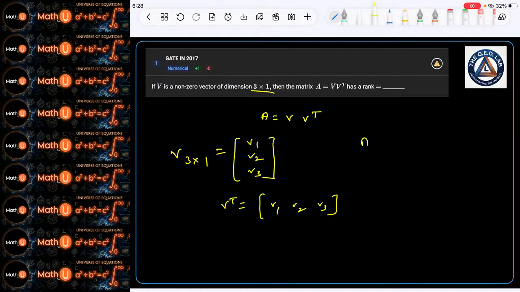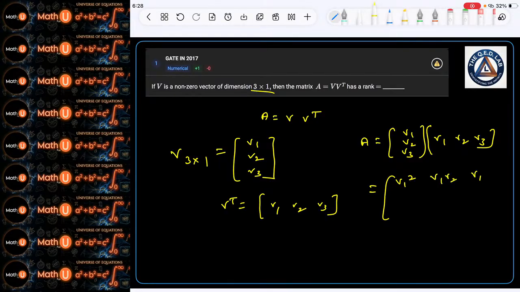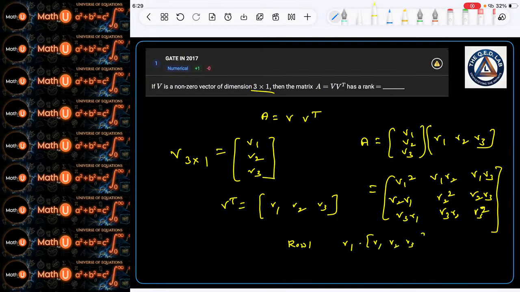If you multiply these two, V1, V2, V3 with V1, V2, V3, we get V1 square, V1 V2, V1 V3, V2 V1, V2 square, V2 V3, V3 V1, V3 V2, V3 square. Actually, if you observe this one, row 1 can be written as V1 into V1, V2, V3.